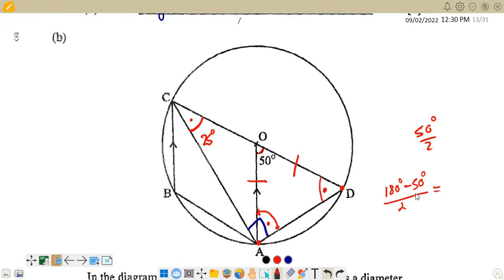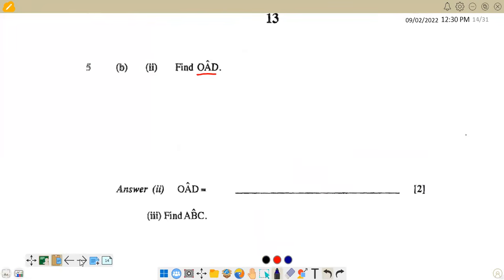Okay, so that's it. 180 minus 50 is going to be 130. That's 130 degrees divided by 2, which is 65 degrees. So it means this angle here is 65. So we have got our angle here, which is 65 degrees. This actually gave us 65 degrees, which is OAD. Then we move on to the other one.